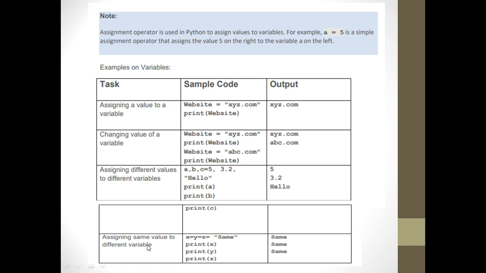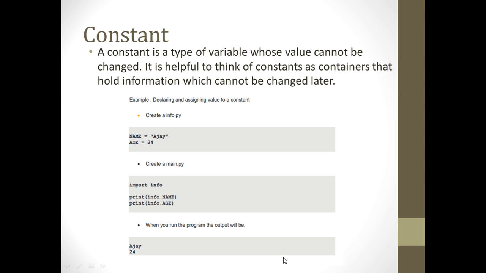Now, how do I assign the same value to different variables? I can say x equal to y equal to z equal to "same". So "same" is one string which gets assigned to z, then it gets assigned to y, then it gets assigned to x. And printing x, then printing y, then printing z, it prints the same value.